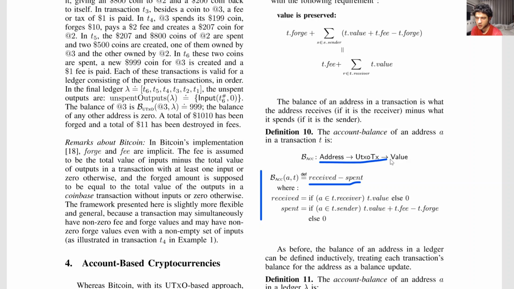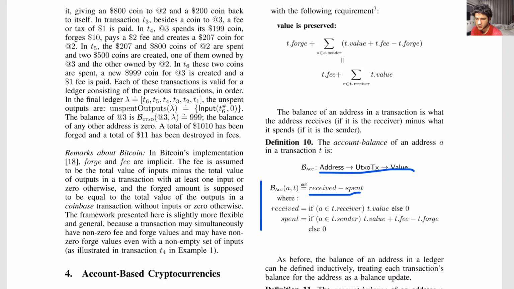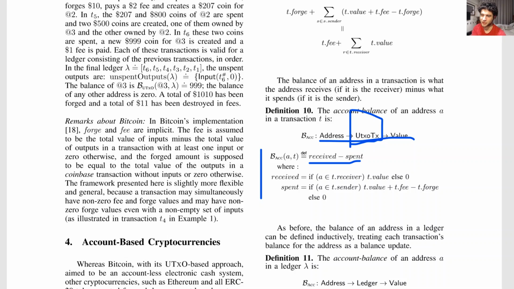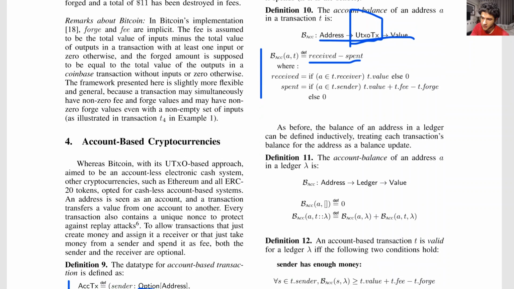In fact, if you look at the definition, I think this is actually a mistake. This should not be UTXO transaction. This should be account transaction. Whoever read the paper should probably fix this typo. But it's basically the same thing, right? Except you just swap the field.